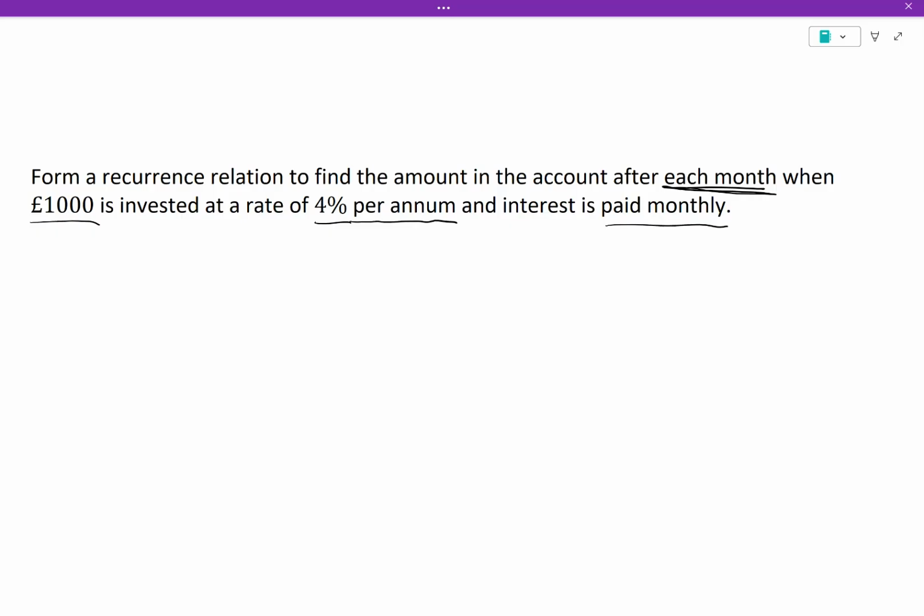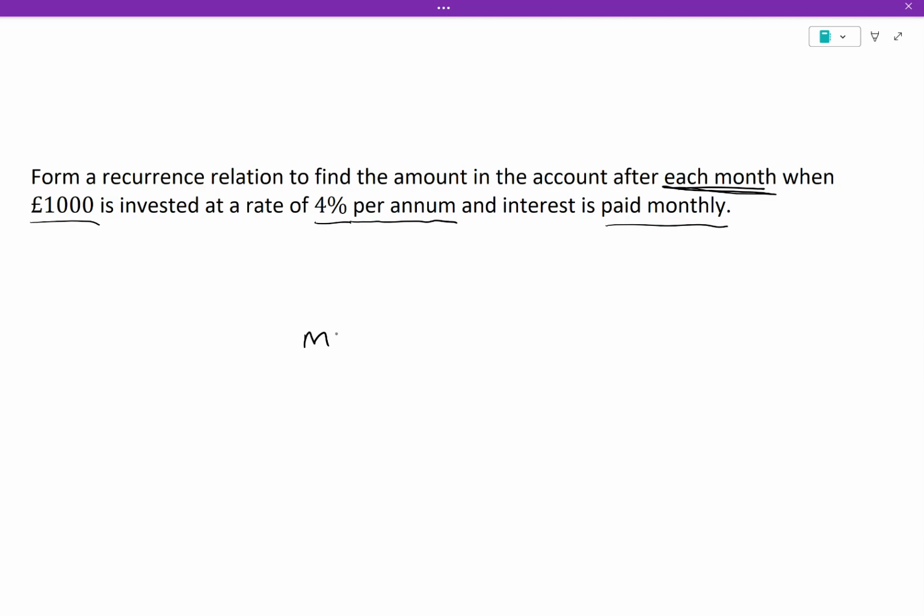So therefore we need to figure out if it's a 4% rate per year, how much are they going to get each month? A common mistake is to go to the 4% and divide it by 12. Now, this is actually not going to be correct, and I'm going to explain why. So we need to find the monthly multiplier. So let's call the monthly multiplier M, and the idea is that's going to be the multiplier for finding the amount in the account after 1 month.